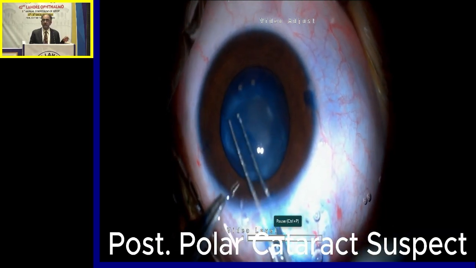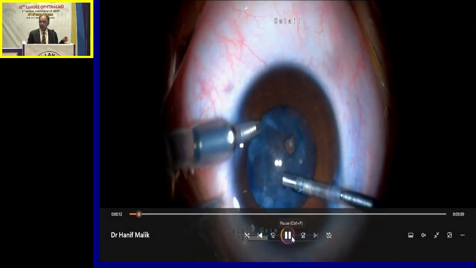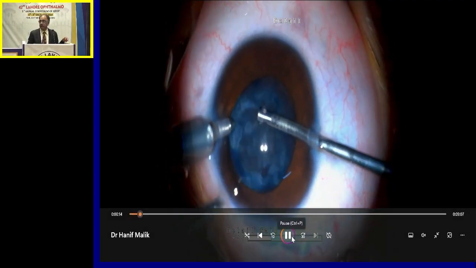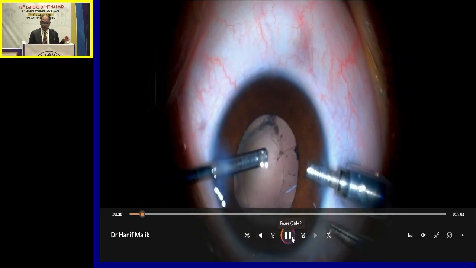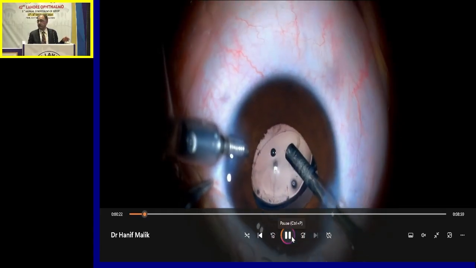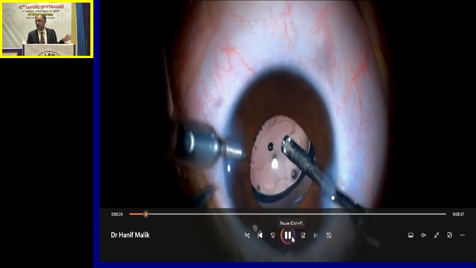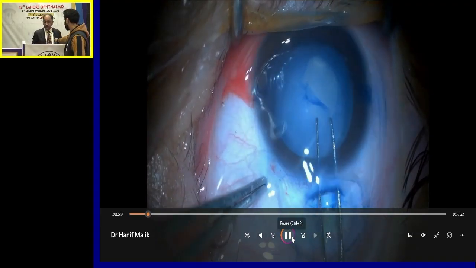After doing the capsulorhexis, I aspirated. I usually don't use phaco. I use this vitrectomy cutter also for aspiration. It was a normal cataract, so I implanted the foldable IOL in the bag. I did posterior capsulotomy after that.